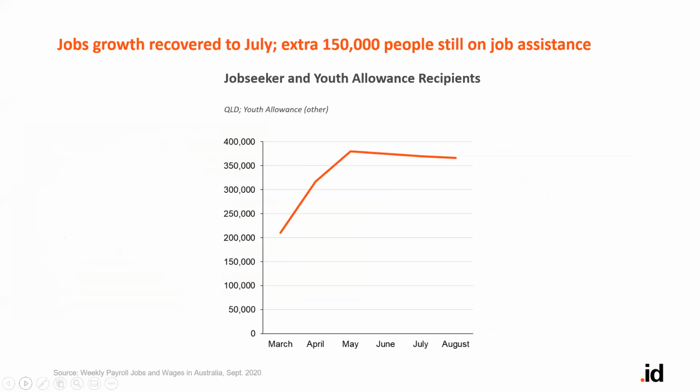Jobs growth has recovered to July in Queensland, but we still have an extra 150,000 people receiving job seeker benefit. So that's not JobKeeper, that's JobSeeker. So that's unemployment benefit or youth allowance. So we still have an extra 150,000 that we didn't have previously.